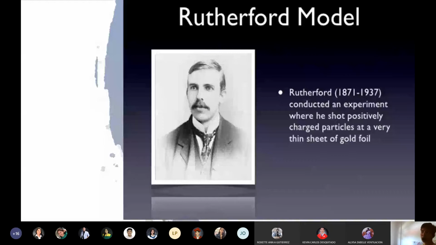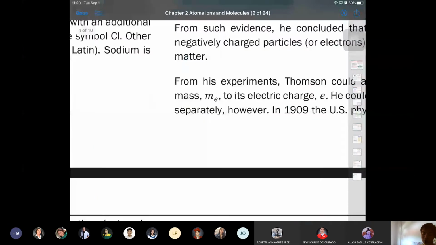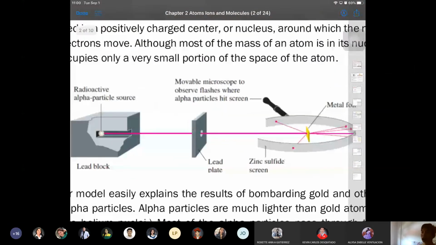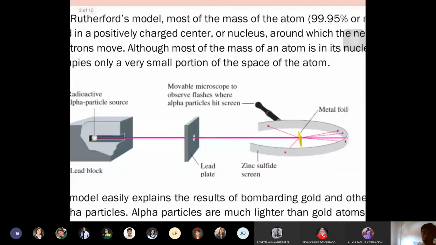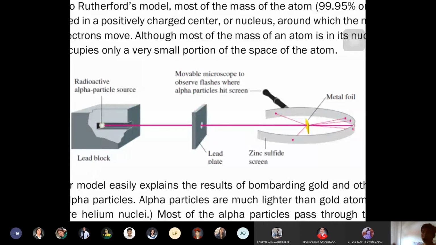So he did something similar to the cathode ray tube experiment by J.J. Thomson, but this time he was richer, in a sense that he had a radiation source. So what he did was similar. J.J. Thomson applied electricity onto the metal, while Rutherford applied radioactive particles on the metal. It was just a flex that he had a radioactive source.